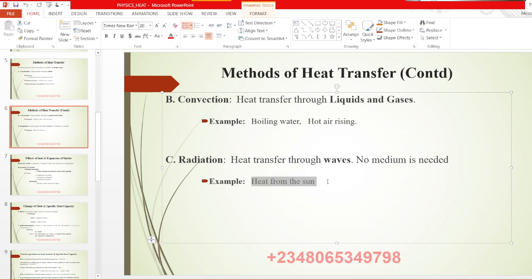Heat energy from the sun is a typical example of radiation. It is through waves only. Just through waves only. It does not require any form of medium. So it's through waves only. I'm going to be looking at practical questions on that.